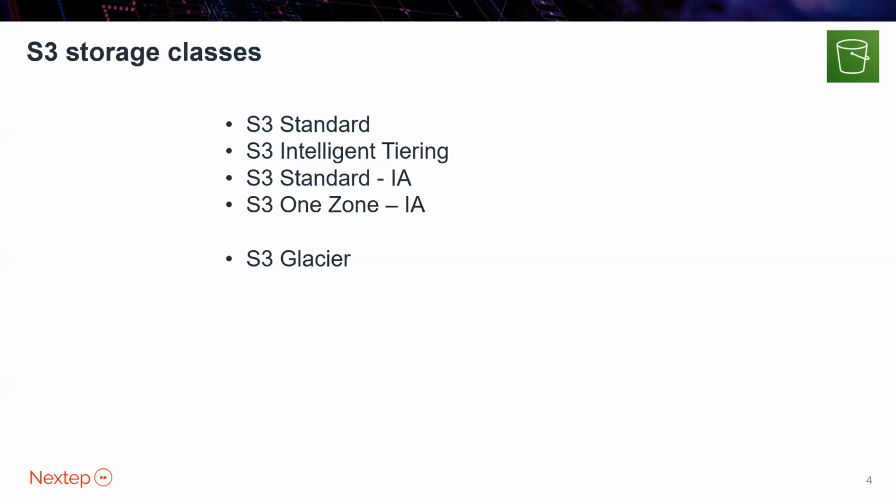But when you need it, you will not be able to retrieve it within milliseconds. It takes up to a couple of hours in S3 Glacier. And there is the cheapest option called S3 Glacier Deep Archive. This one is the cheapest option, but it could take up to 12 hours to retrieve your object when you need it.